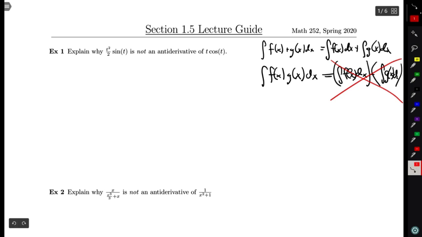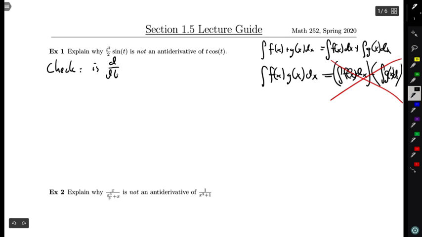So in general, if we're checking to see whether or not this function is an antiderivative of this function, it suffices to check the derivative of the proposed antiderivative. If the derivative of t squared over 2 sine of t is t cosine of t, then we're in good shape. We know that this is an antiderivative. But if its derivative is not t cosine of t, then we know that this is not an antiderivative of t cosine of t. So here's what we need to check.